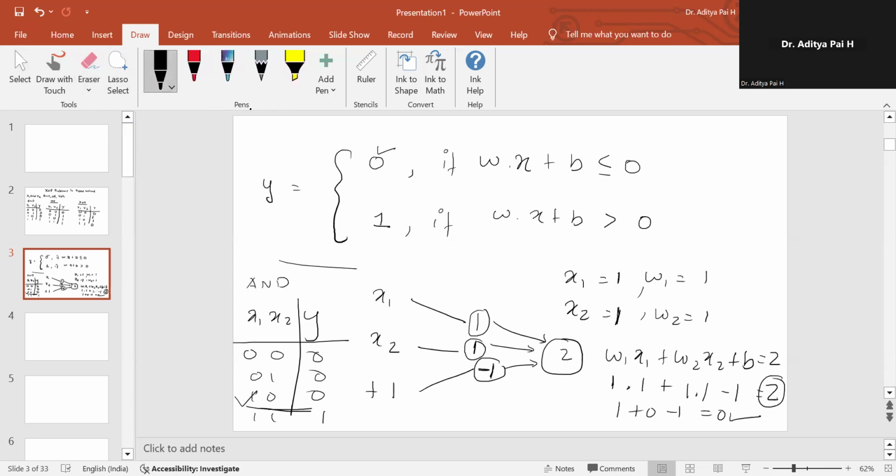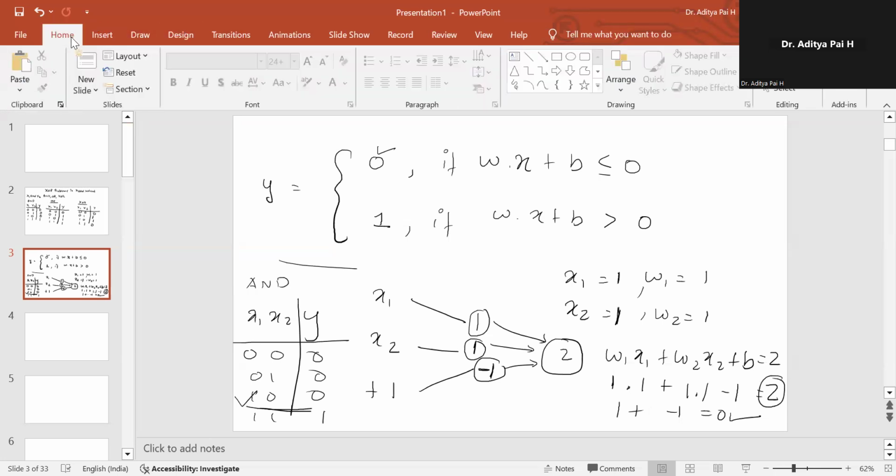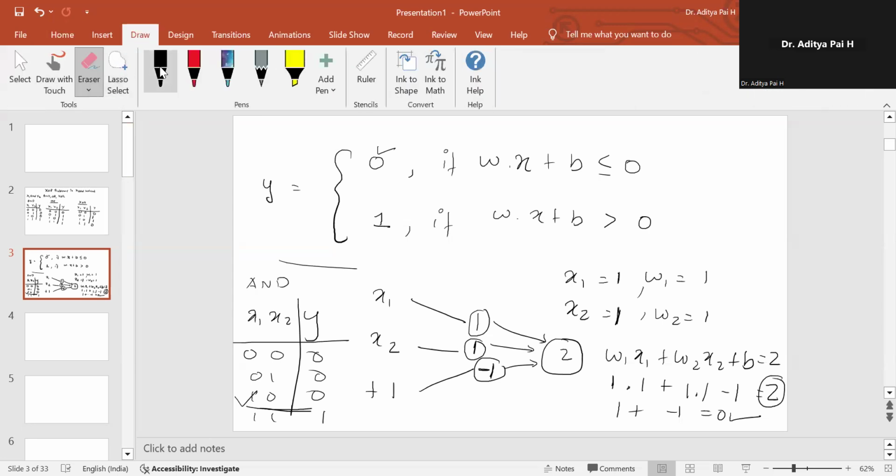So here instead of this 0, let me write it as 1 here. When you write it as 1, this will become 1 plus 1 minus 1, which is nothing but 1. So that is what it is, true. So if both my x1 and x2 are 1, then your output is 1, which is nothing but true. Now this is about your AND function.